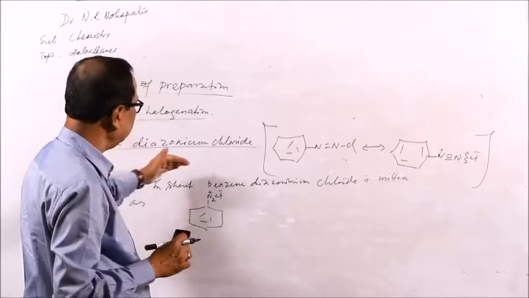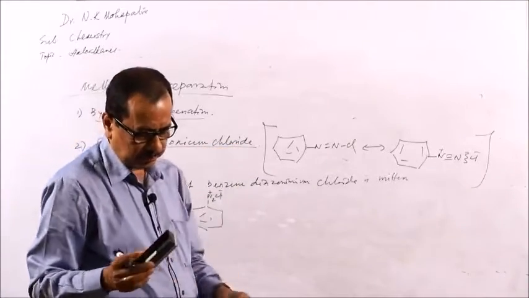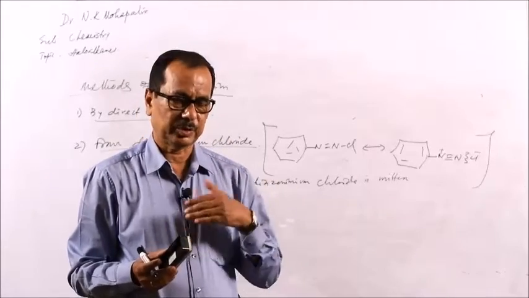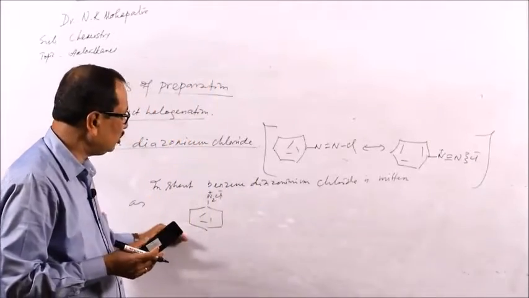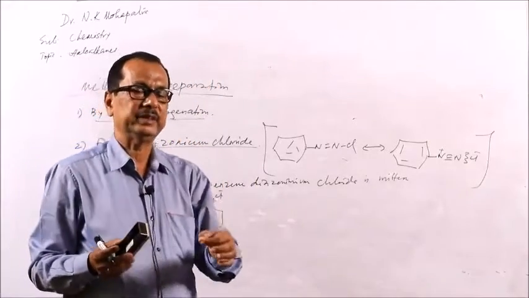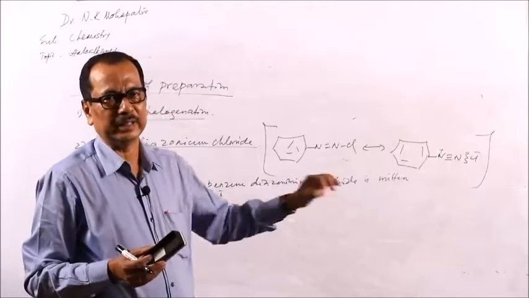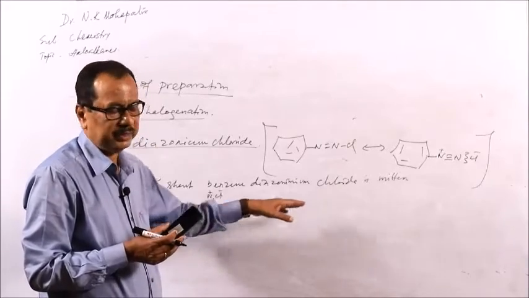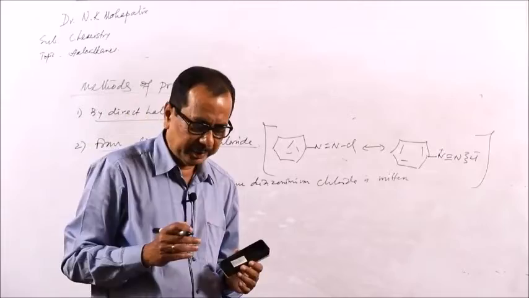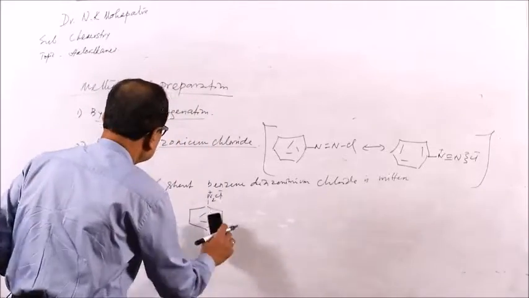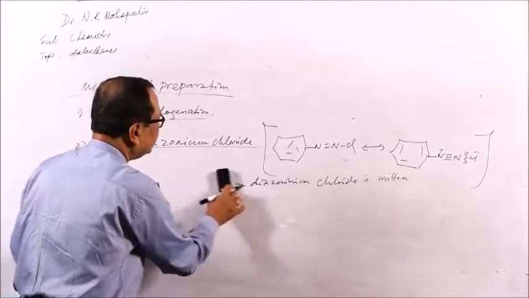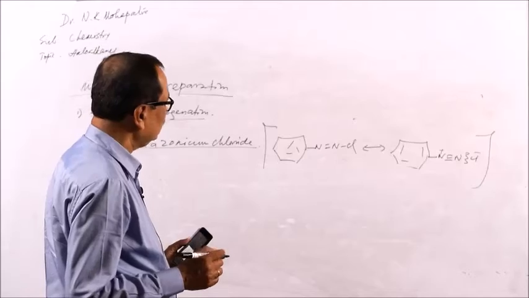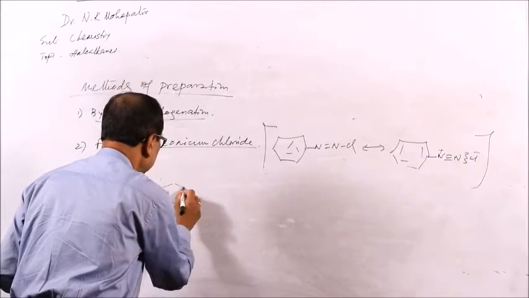When benzene diazonium chloride is heated with the corresponding halo acids in presence of the corresponding copper salt, for example, treating it with HCl in presence of cuprous chloride, you get chlorobenzene. And if you treat it with HBr in presence of cuprous bromide, you get bromobenzene.